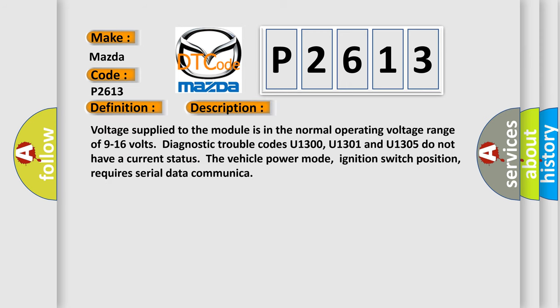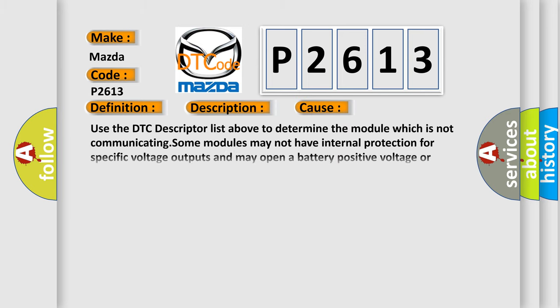Voltage supplied to the module is in the normal operating voltage range of 9 to 16 volts. Diagnostic trouble codes U1300, U1301 and U1305 do not have a current status. The vehicle power mode, ignition switch position, requires serial data communication. This diagnostic error occurs most often in these cases. Use the DTC descriptor list above to determine the module which is not communicating. Some modules may not have internal protection for specific voltage outputs and may open a battery positive voltage or ignition voltage source fuse if a voltage is shorted.